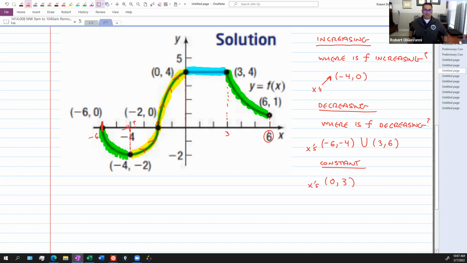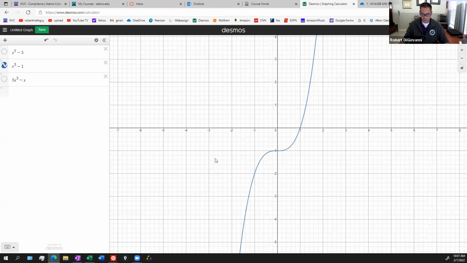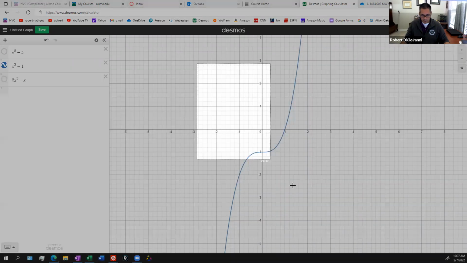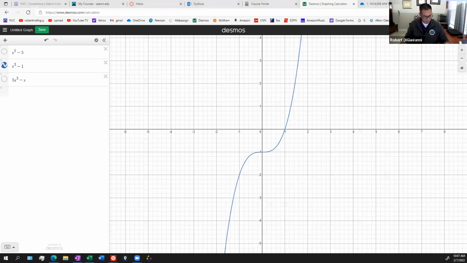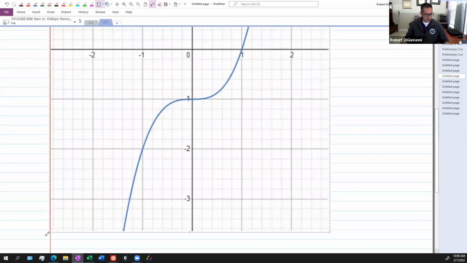Any questions? I have one for you. I have one I'm just going to make up on my own here. How about this one here? This is not a trick question, but I'm going to copy this graph and put it on our notes. Here we go. So I'd like to have the same questions answered here. So where is this graph increasing, decreasing, and constant?